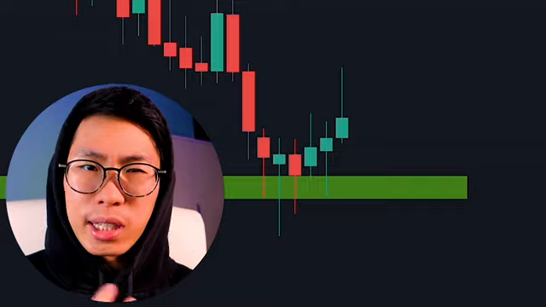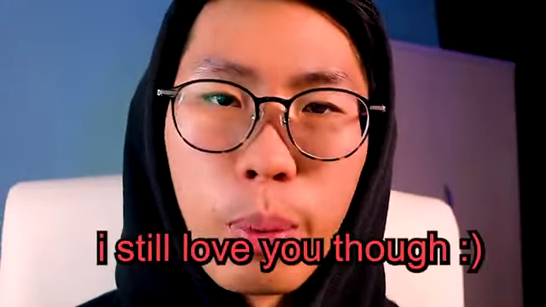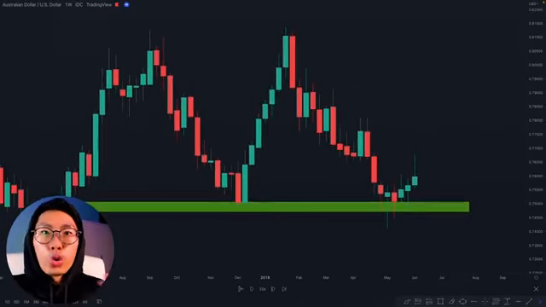It's just like the person that you like, but who doesn't like you back. No matter how much you try, she's still not gonna like you back. This is what's happening right here. The candlesticks do not want to budge.